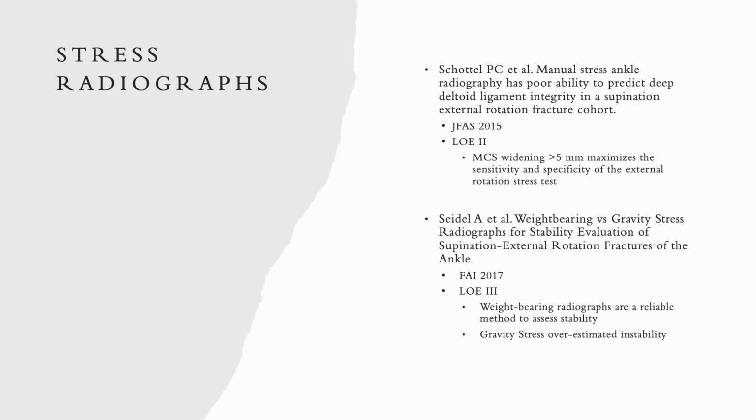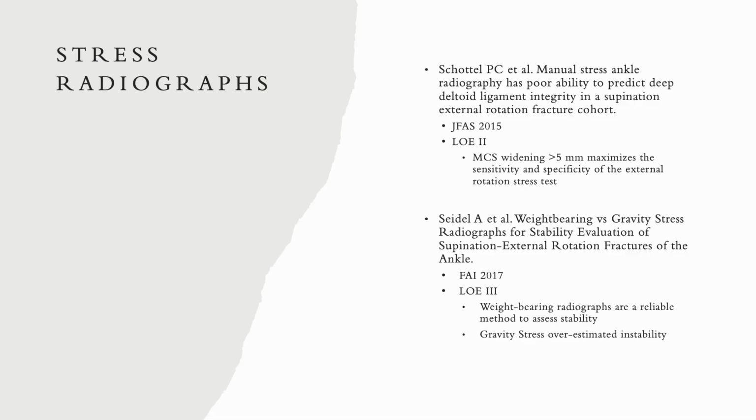Another good study here, 2017, level 3: weight-bearing radiographs are a reliable method to assess stability. They found maybe gravity stress overestimates instability. Again, if I had a question on this, I'm going to probably get a weight-bearing CT scan of the contralateral limb and probably contralateral x-rays just to compare. So I'm not personally worried about this, but I do get weight-bearing x-rays if they can stand on it. I do get stress x-rays, so gravity stress. And then if there's still concerns, I'm going to get a weight-bearing CT scan and probably just advise fixing it so I don't have to worry about it down the road, or the patient will have to worry about it down the road.